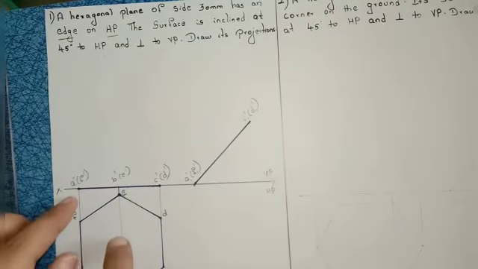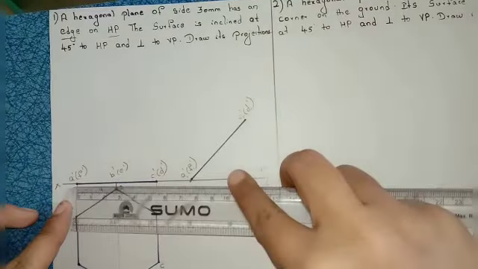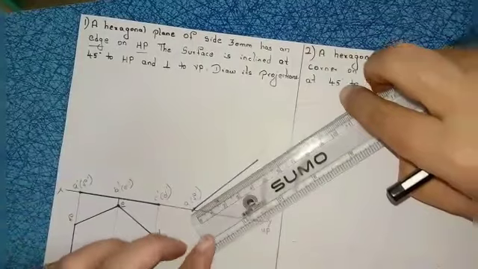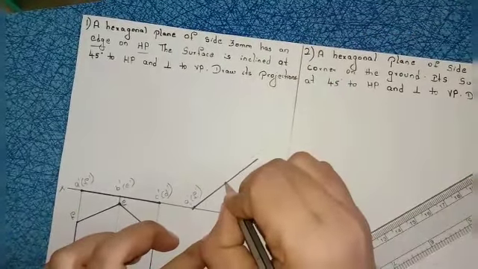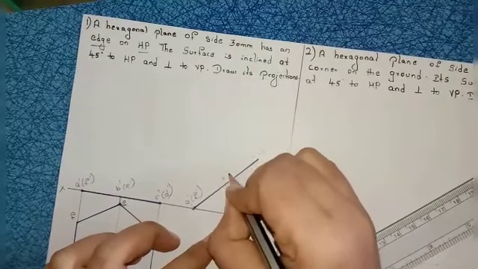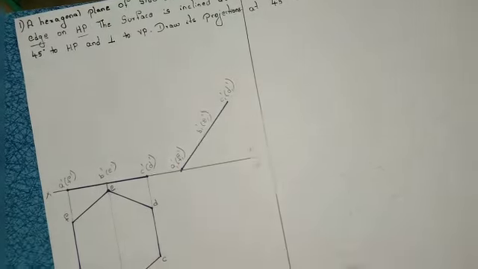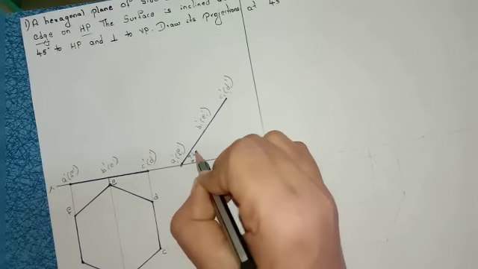Right, in between A to B, measure this distance either with scale or with your compass. Measure this distance from A to B, mark the point. Name that point here as B1 dash E1 dash. How much is the angle here? Angle here was 45 degrees.